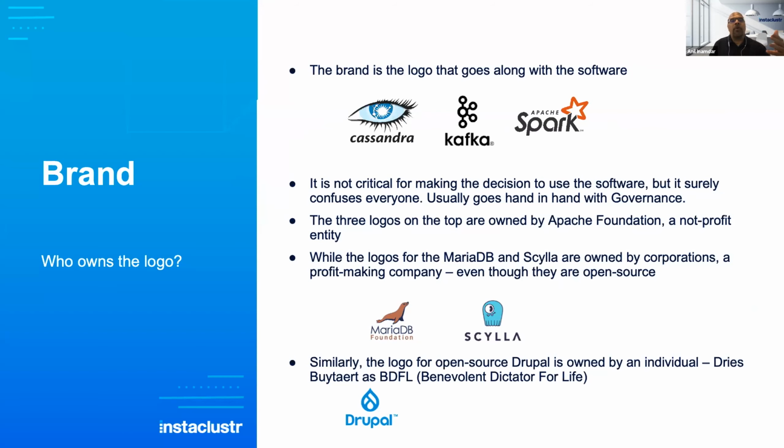The three logos on the top are owned by Apache Foundation, a nonprofit entity, while the logos for MariaDB and Scylla are owned by corporations or profit-making company, even though they are open source. So that's the difference. You can have an open source license, but you can still be a commercial company. Similarly, logos for open source Drupal is owned by an individual, Dries Buytaert, as BDFL, Benevolent Dictator for Life. So as you can see, there are different variations of using this brand. Some are owned by foundations, some are by commercial companies, some are by individuals.